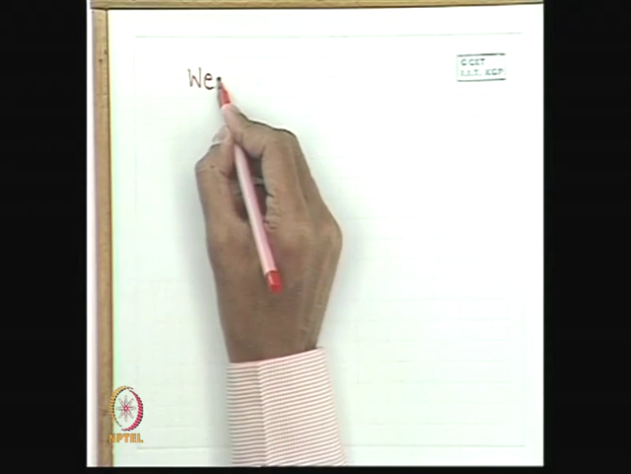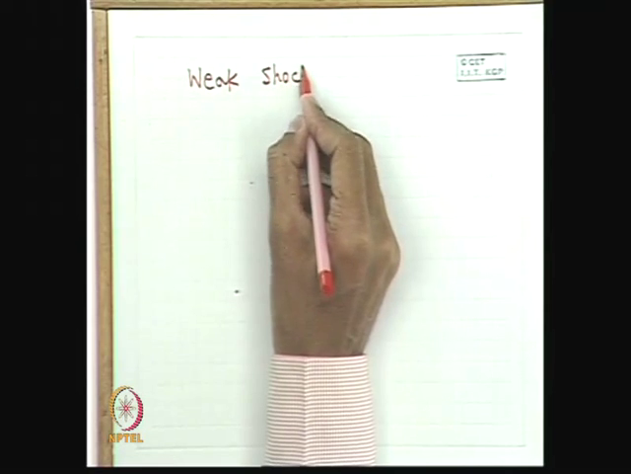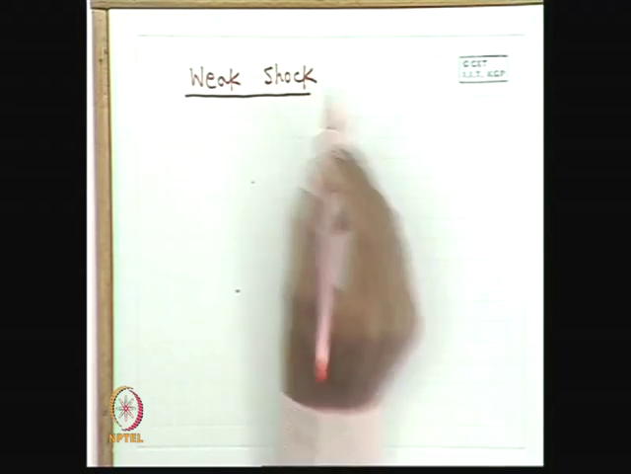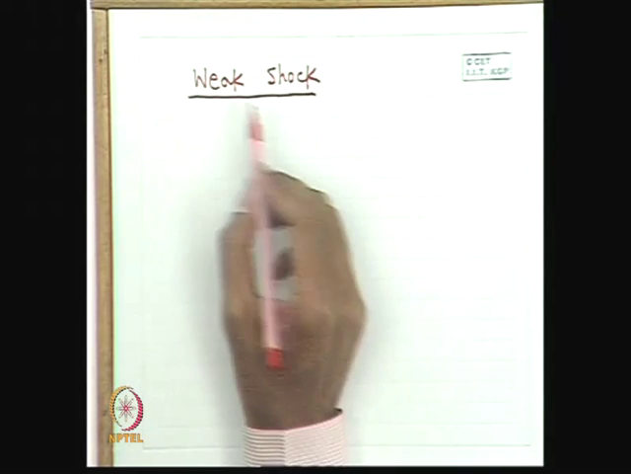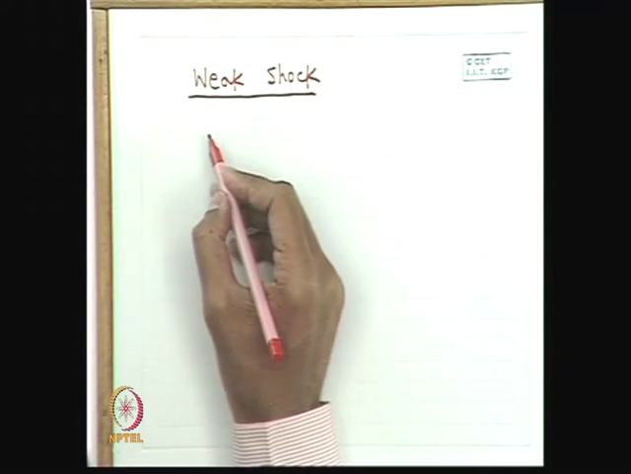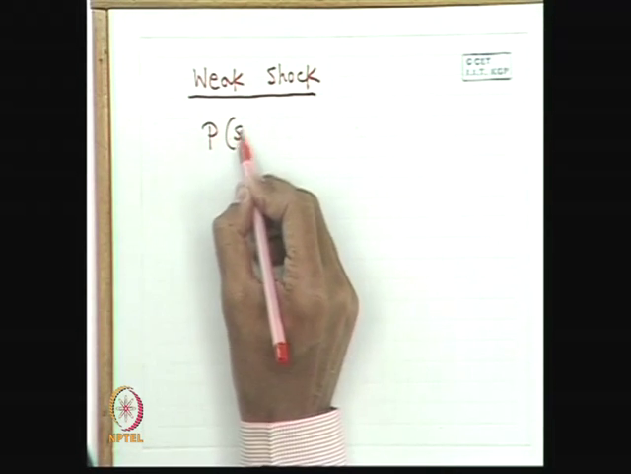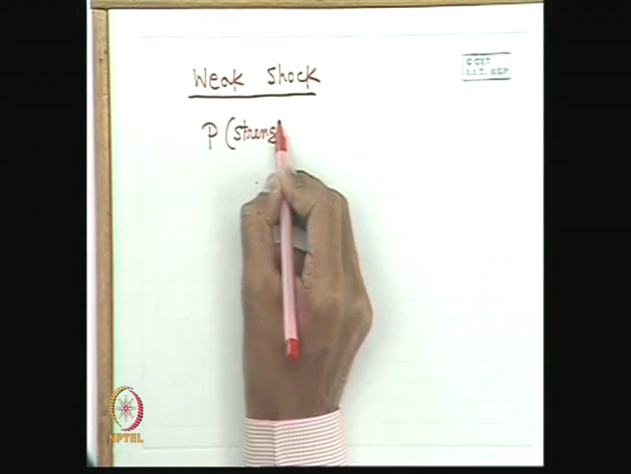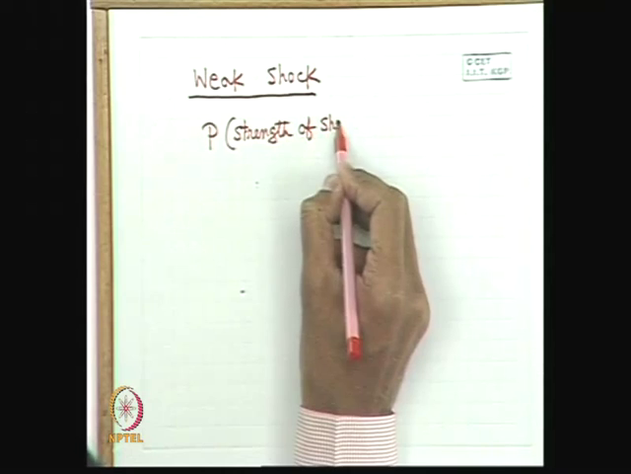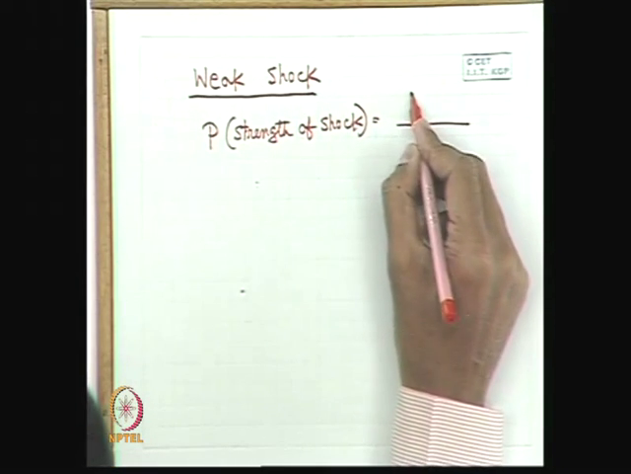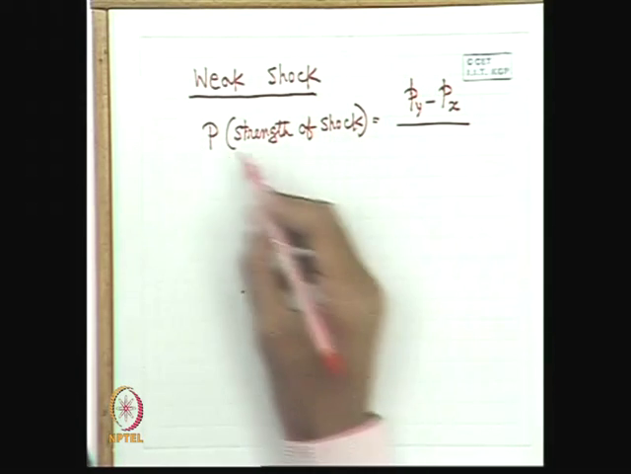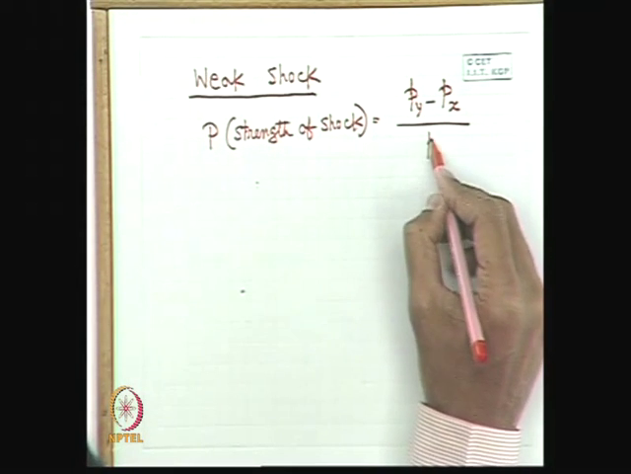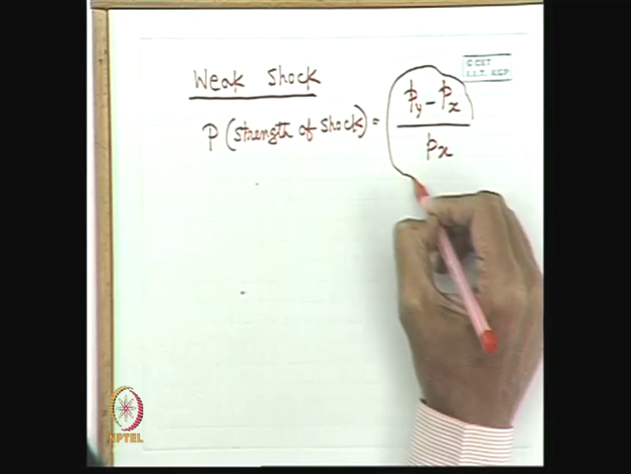So, from this, the definition of a weak shock comes. A weak shock is defined to be a shock where the change of pressure is very small as compared to the initial pressure. To define whether the shock is weak or strong, a parameter known as the strength of the shock, P, I define that as strength. Strength of shock is defined as the difference between the downstream and upstream pressure, that means, sorry, it is capital, the increase in pressure divided by the initial pressure. So this is defined as the shock strength.